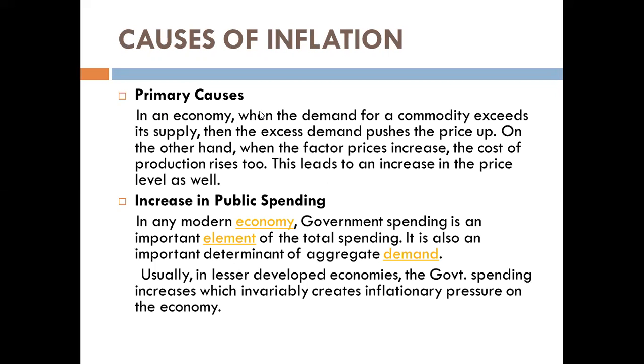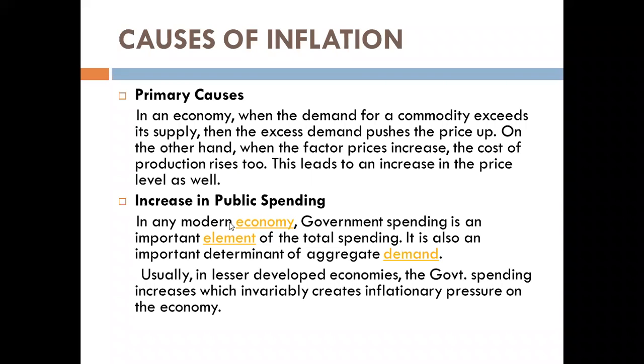First point is primary causes. In an economy, when the demand for a commodity exceeds its supply, then excess demand pushes the price up. On the other hand, when the factor price increases, the cost of production rises too. This leads to an increase in price level as well. Same example which I explained to you: if the demand is more than the supply, the prices automatically increase for the particular product.